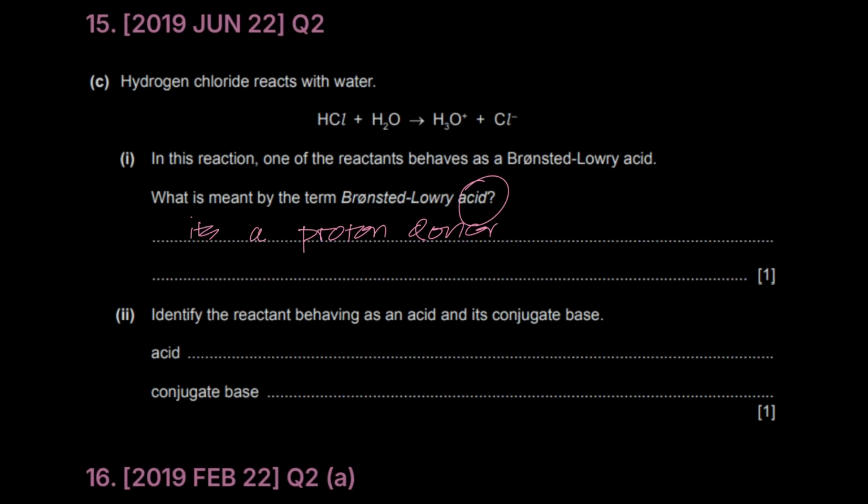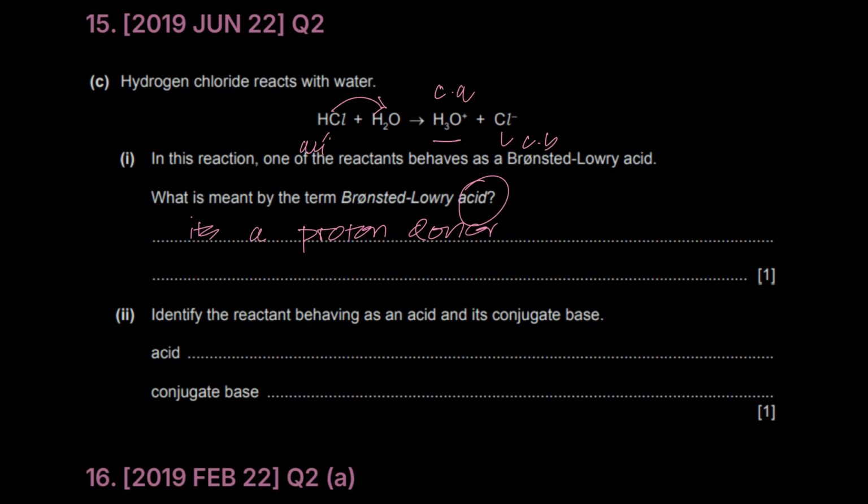So, which particular one is acting as an acid and which is its conjugate base? Acid is HCl because, see, it donates a proton. Once it donates a proton, this becomes the conjugate base, because now this has the ability to donate a proton. But initially, this donated a proton and H3O plus was formed.